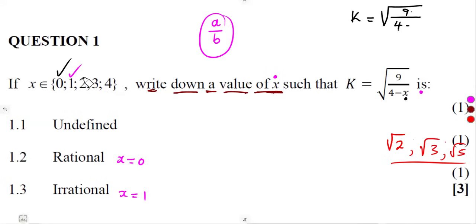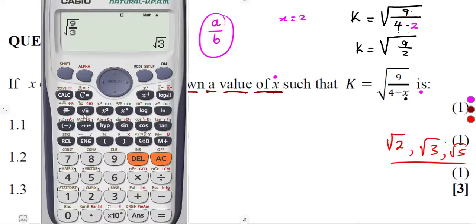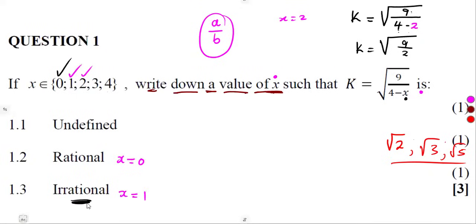When our x is 2, in place of x, put a 2 there. What are we going to have? Our k is going to be the square root of 9 over 4 minus 2, which is 2. This one we cannot simplify, guys. Even if we check on our calculator, the square root of 9 over 2 like this, it is not exact. As we can see, we have the square root of 2 as an endless decimal, meaning we have got an irrational number. So when x is 2, we are having an irrational number there.